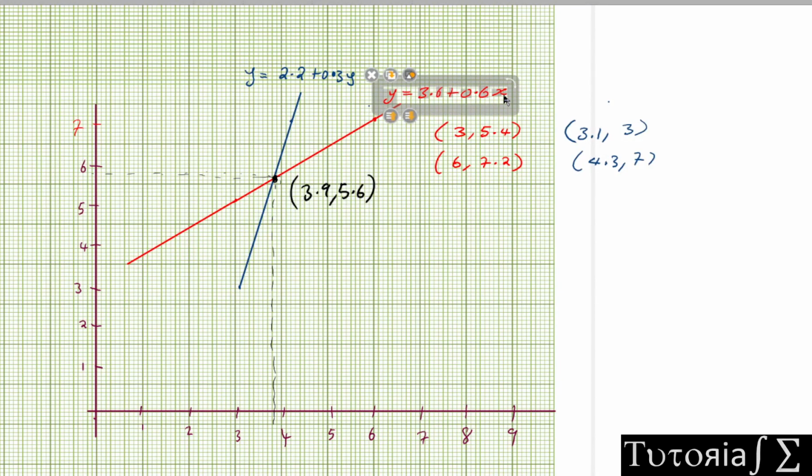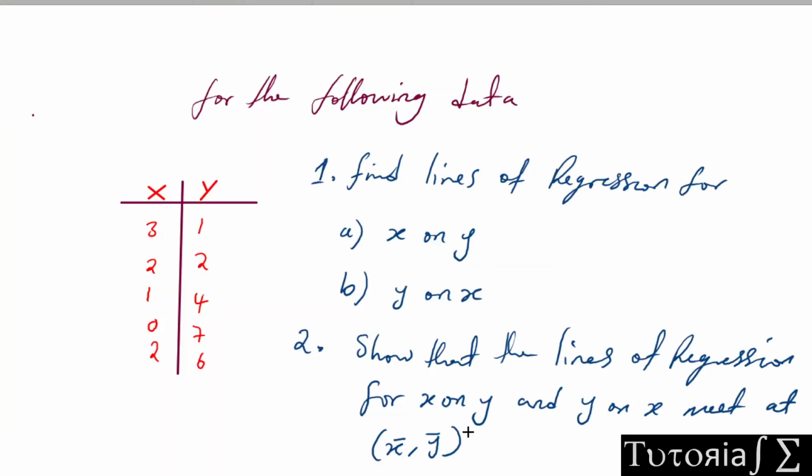Now there's a task that you're going to do. All right, so you go. Using the same procedure that we did, for the following data, find the lines of regression for x on y and y on x. So this is the data. Then show that the lines of regression for x on y and y on x meet at (x bar, y bar). So you're just going to follow the same procedure and work out the problems.